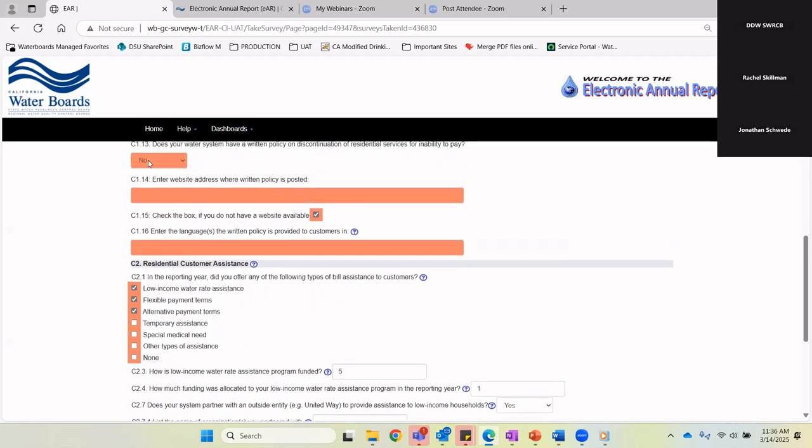Then after that, we move on to question C16, which is enter the languages written policies provided to customers. So if you click no, then you would put NA for this. But if you had clicked yes, then you just enter the languages that your policy is written in.